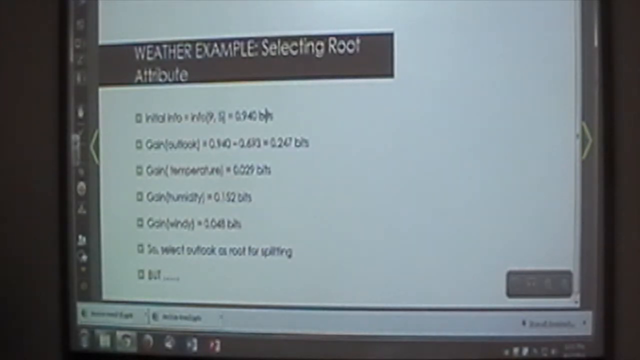Okay? Now there's a but down at the bottom there, right? But dot dot dot. Okay, 6 dots. Because it's sometimes not quite that straightforward, and that's why I want to continue with this example.